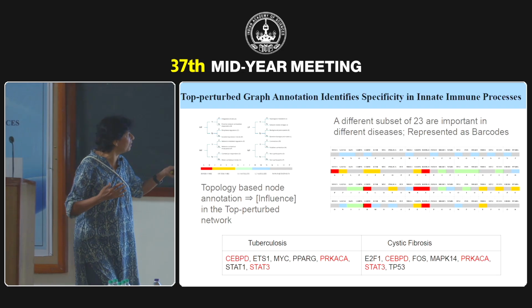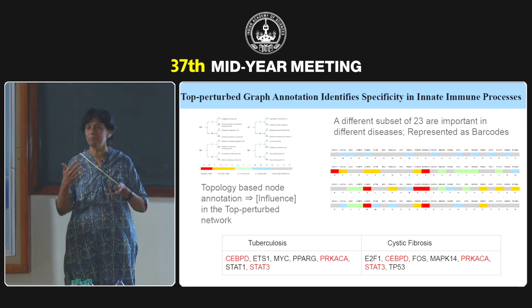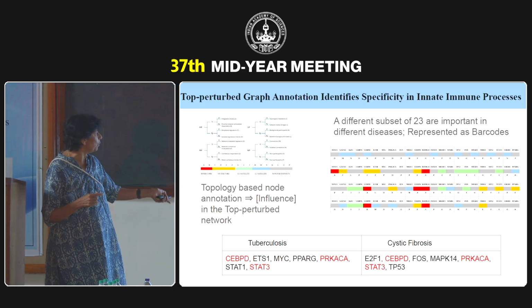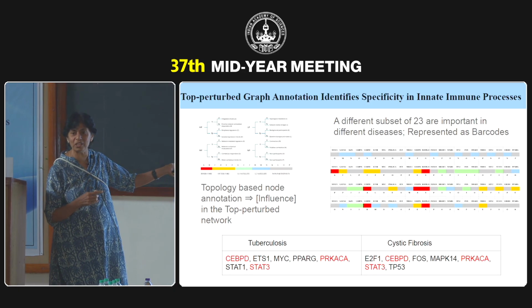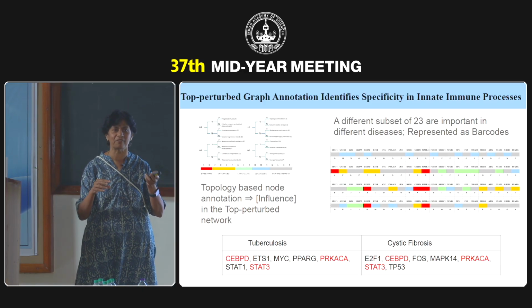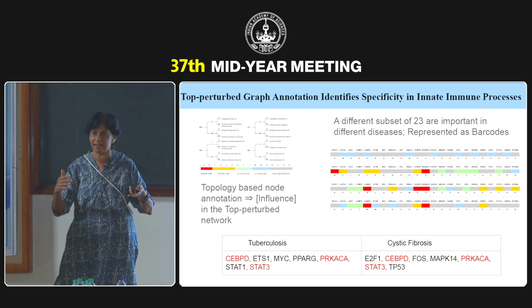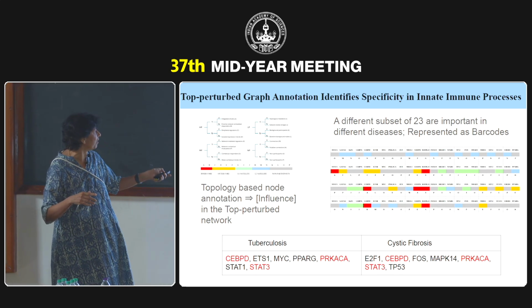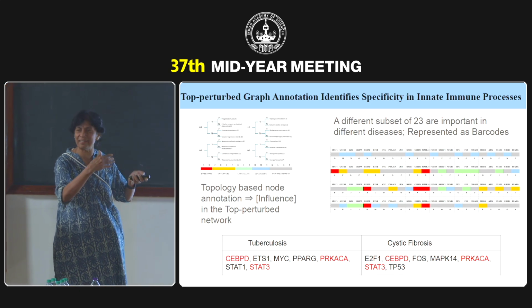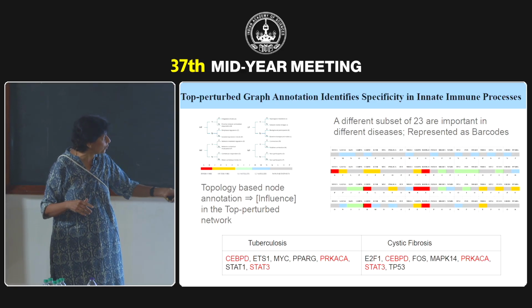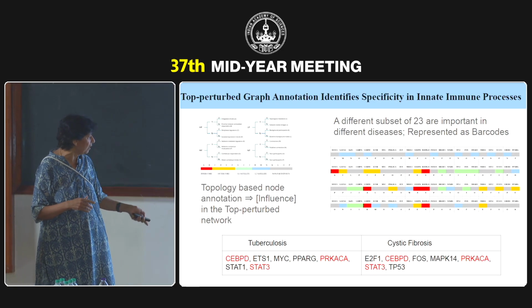Now you ask, what are these 23? How do you actually make sense out of it, and so on? So we looked at a topology-based node annotation. Where are they present in this network? Are they in the central core? Are they in the next neighborhood, primary interactors, or are they satellites somewhere along the way? First satellite, second satellite, and so on. Those are the colors that you see out here.